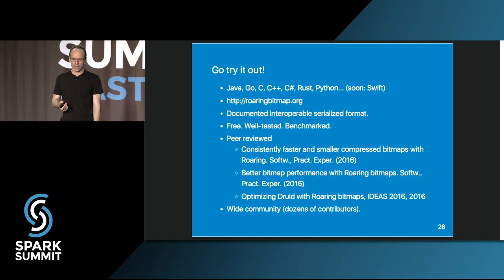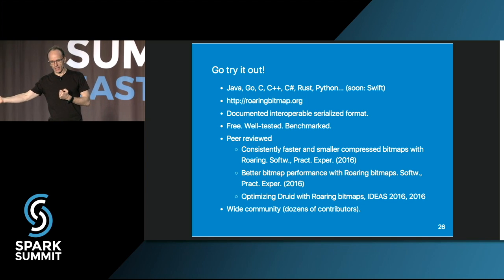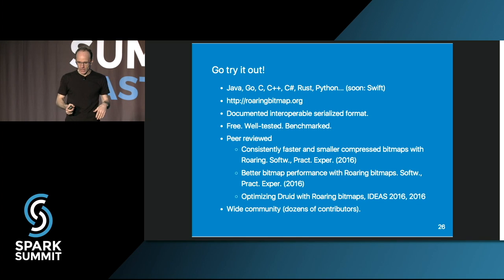So yeah, it's available in different languages: Java, Go, C, C++. Obviously, Spark uses the Java version. We have a documented interpretable serialized format, so you can save your data in Java, load it in Go, and so forth. And we have papers and so forth. And it's all on GitHub and free.